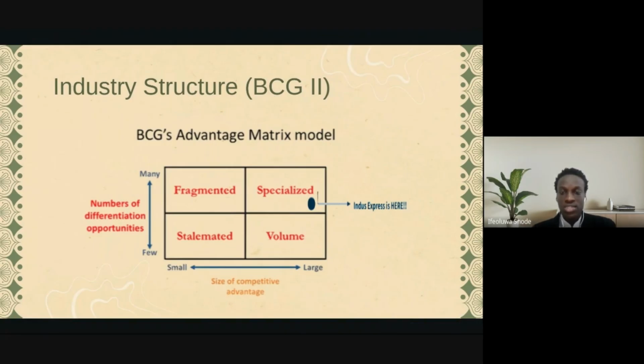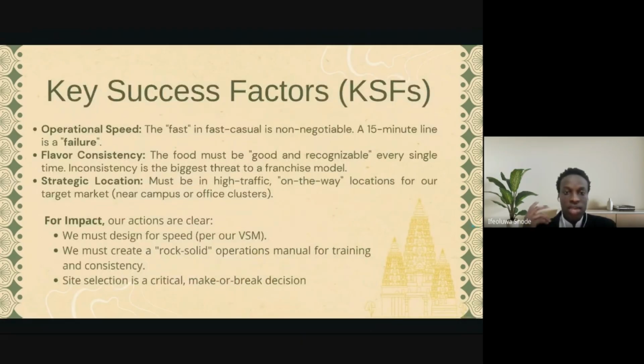This places us in the specialized quadrant of the BCG matrix. We aren't playing the volume game like McDonald's, trying to be everything to everyone. We are specialized in what we do, trying to have a distinct competitive advantage. And our advantage is really bringing a completely new flavor profile to the assembly line format that we already see at our competitors. Going straight to the key success factors.